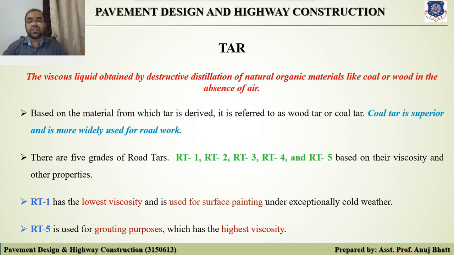There are five different grades of road tar, denoted as RT: RT1, RT2, 3, 4, 5. These five grades are there for road tars based on their viscosity and other properties. RT1, that is road tar 1, has the lowest viscosity, and it is used for surface painting under exceptionally cold weather conditions, whereas RT5 is used for grouting purposes, which has the highest viscosity.